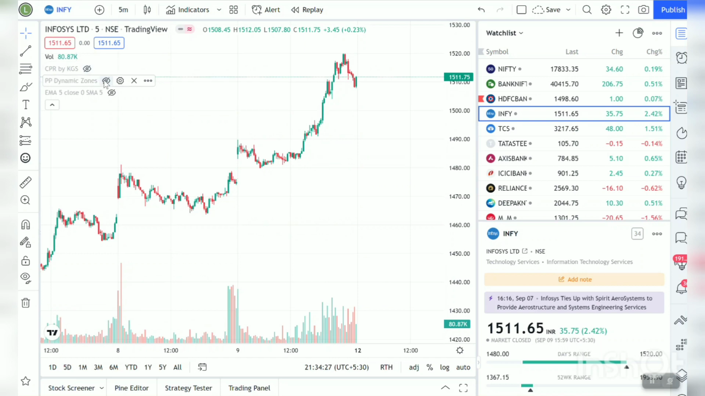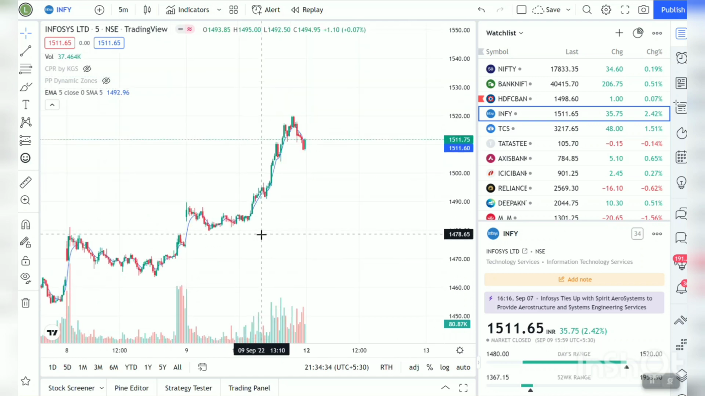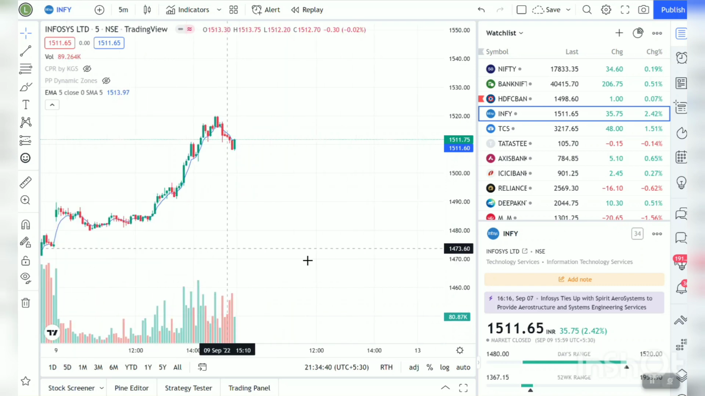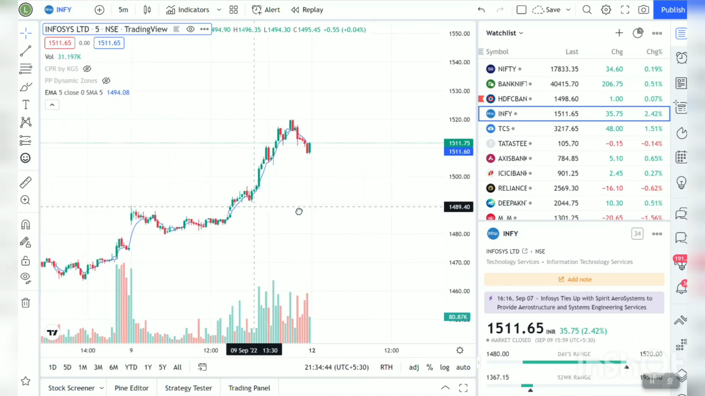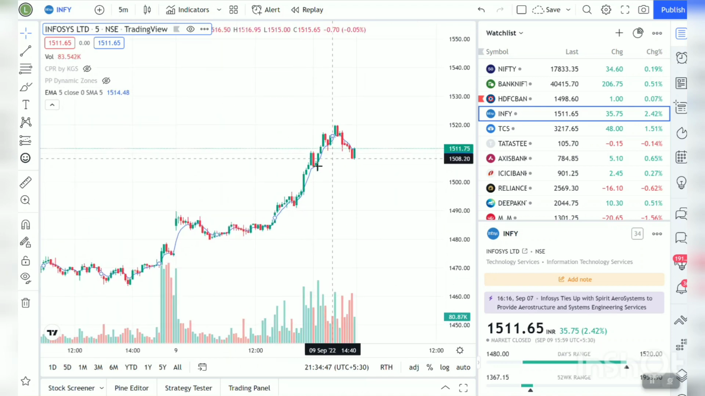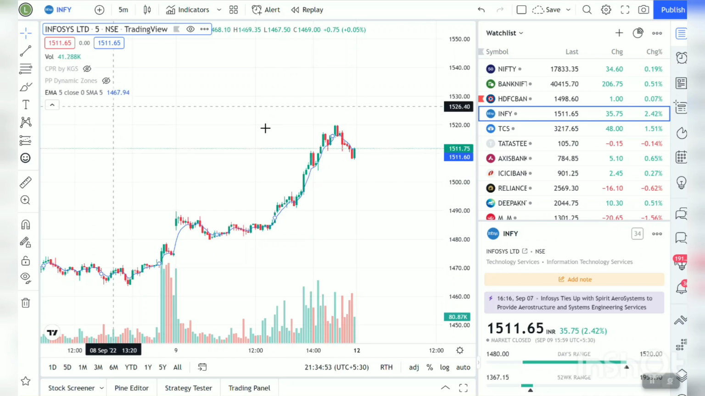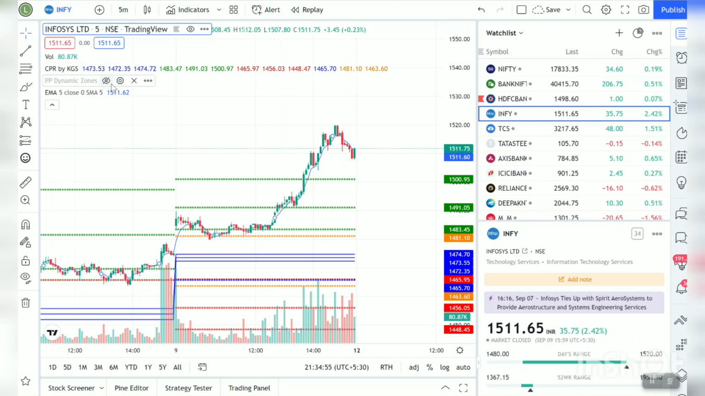These are the couple of setups that I have. And along with that, the 5 EMA. I have already created a video on it, maybe I will give you the link in the description. I use it particularly for shorting any stock or any index. The logic which I use, I have already mentioned in my 5 EMA strategy. Along with this, I apply CPR and dynamic zone.